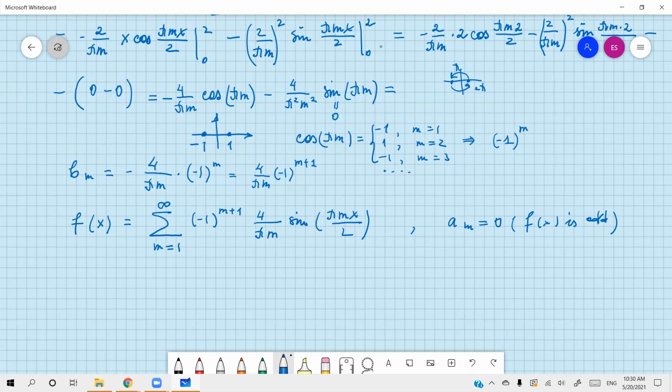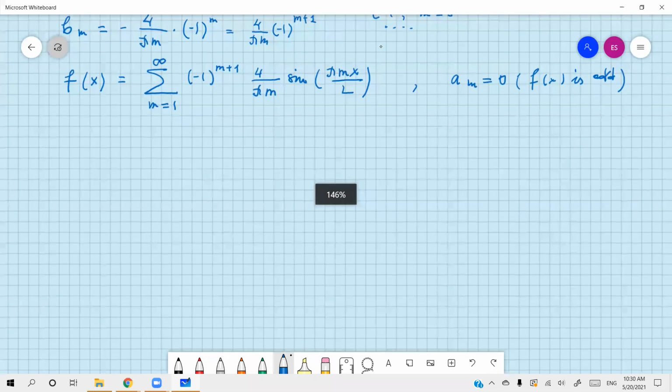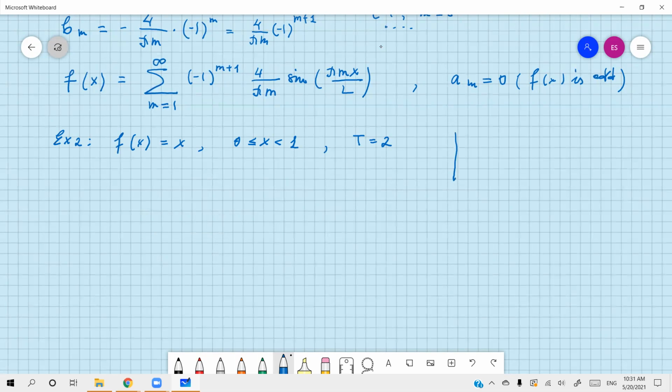So what else? I'm going to consider one more example. Example 2. Well, just to show maybe what is going to happen if it's opposite. Okay, so I'm going to consider the very same function, f of x equals x, but I'm going to consider only the part of the function from 0 to 1, not from 0 to 2, and the period is going to be equal to 2. Okay? So let me draw the picture of the function over here.